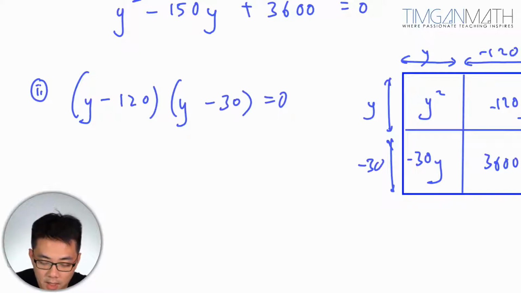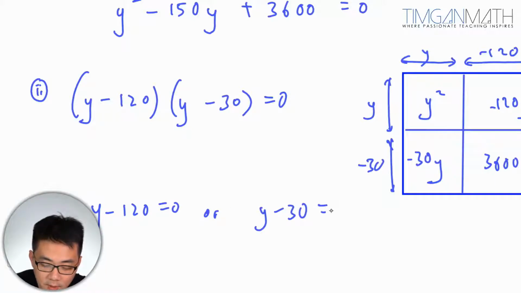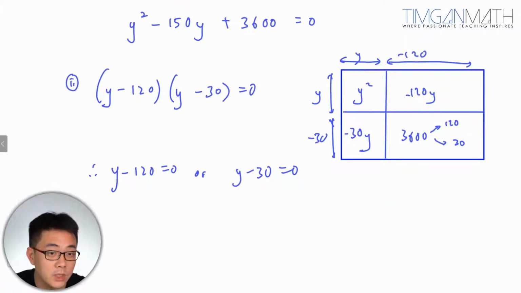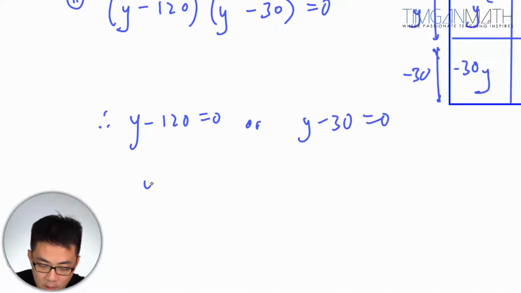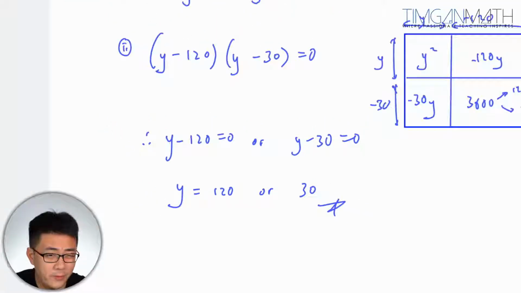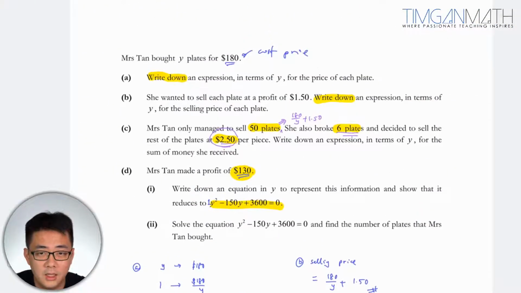Hence, by the zero factor theorem, if you have two factors multiplied together giving 0, then one or both of the factors could be 0. That's why we need to make sure that this is 0. So y equals 120 or 30. Okay, just solve it, and solving it will be that.